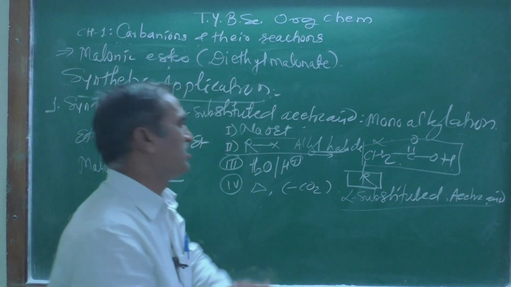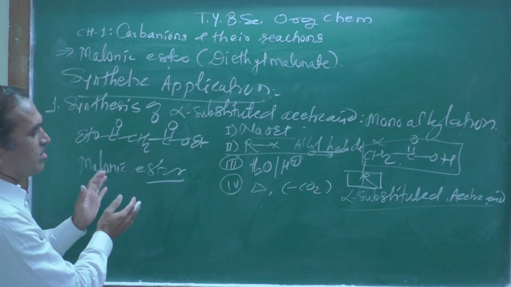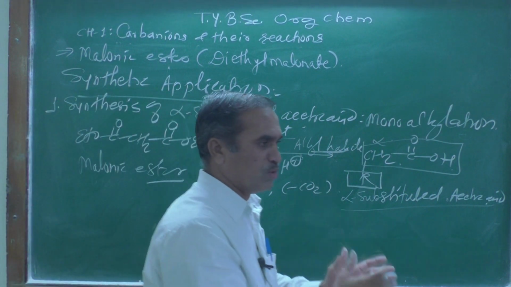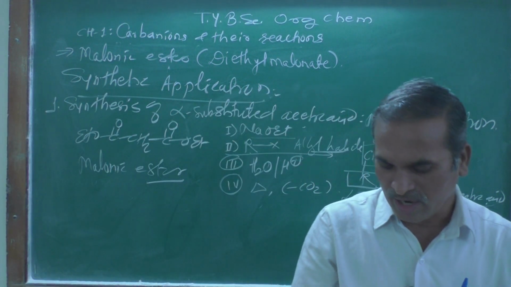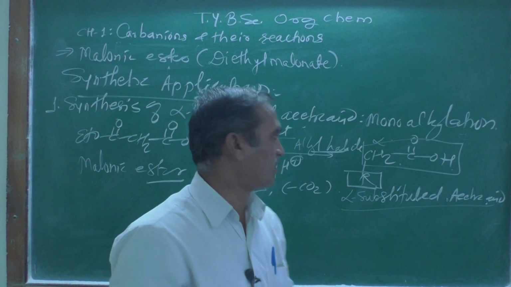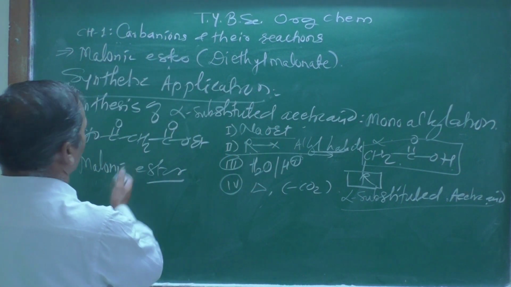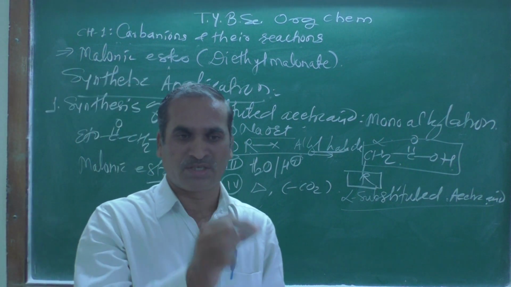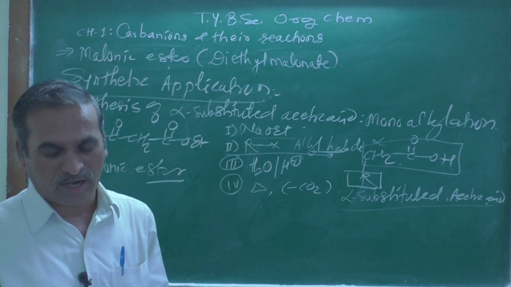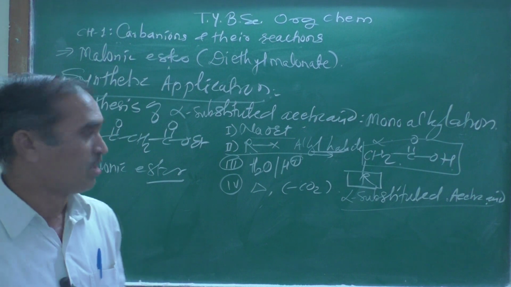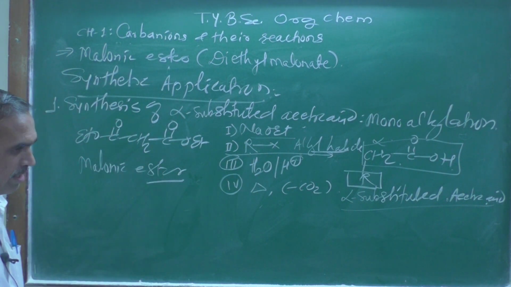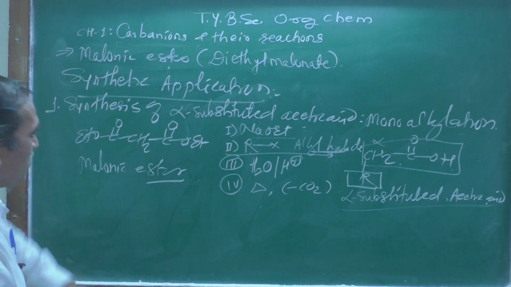So by using this concept, with this as a starting material, you can prepare different organic compounds with the help of this malonic ester, because it consists of the CH2 reactive methylene group. And therefore now let me show how you will prepare propanoic acid by using malonic ester.